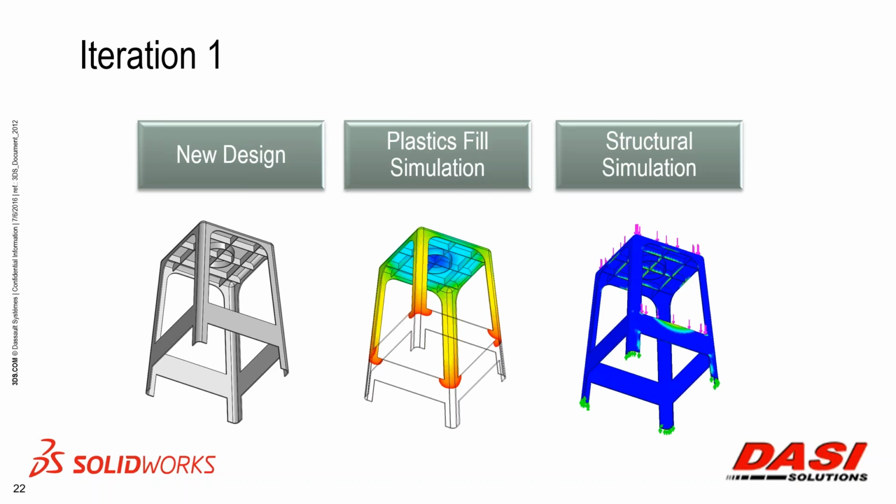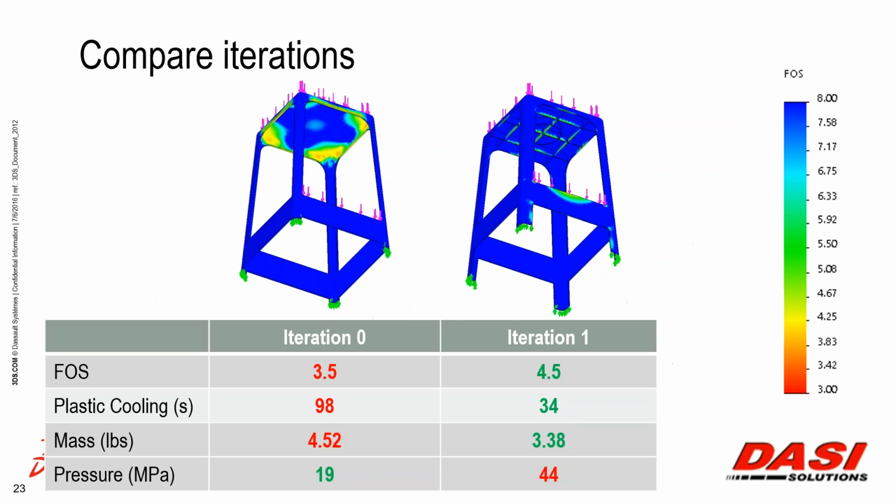So going through these same 3 phases, here's the kind of results I ended up with. To do the comparison, the original factor of safety was 3.5 on the first design, and I've actually improved the factor of safety even though I made it thinner. By adding the ribs, stiffening it, and adding more strength up here, it improved the factor of safety to about 4.5. Plastic cooling time went down to roughly 1/3. The mass even went down, but the injection pressure did go up a bit because it is thinner after all, so it requires a little more push to fill it. You see that it a little more than doubled in this case.